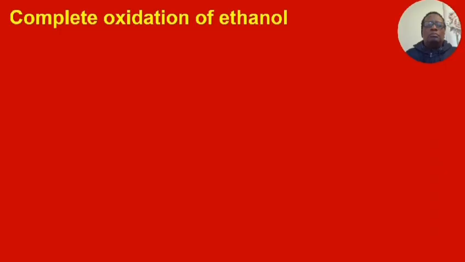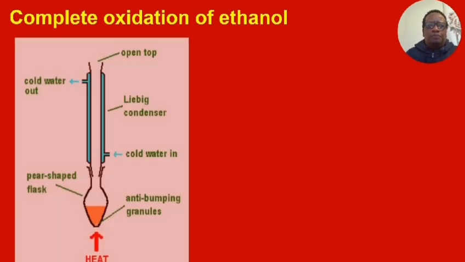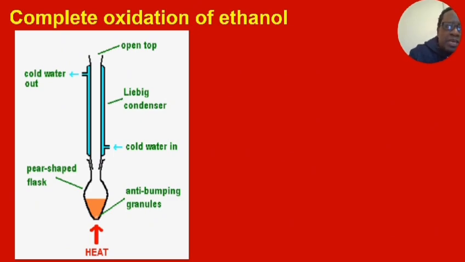Complete oxidation of ethanol involves a process, a quick fit apparatus called the reflux process. The diagram I'm showing you here shows the quick fit apparatus used for reflux. At the bottom here, you've got your pear-shaped flask, and this is connected to a condenser. The condenser clearly shows water in at the bottom and water out at the top. We do not put a lid there, otherwise the whole process will explode.